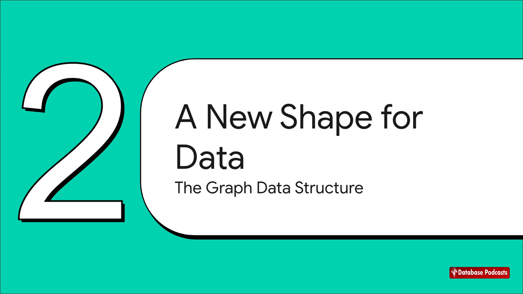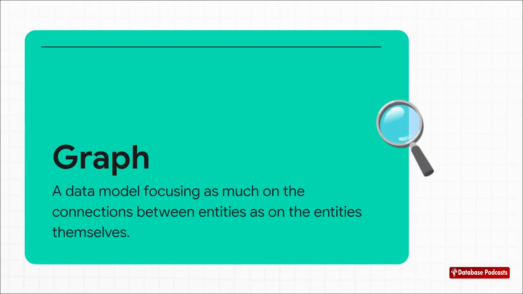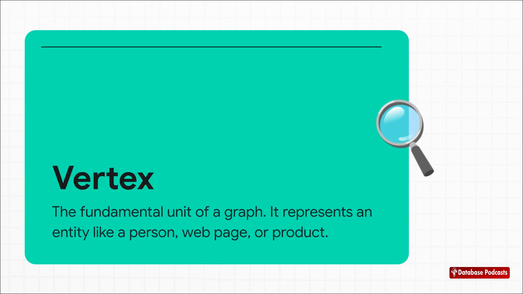So let's talk about the graph data structure. Put simply, a graph is a data model where the relationships, the connections, are treated as first-class citizens. They're just as important as the data points themselves. The entire system is built from the ground up to handle connected data. Now, graphs really only have two basic building blocks. First up, you have the vertex.